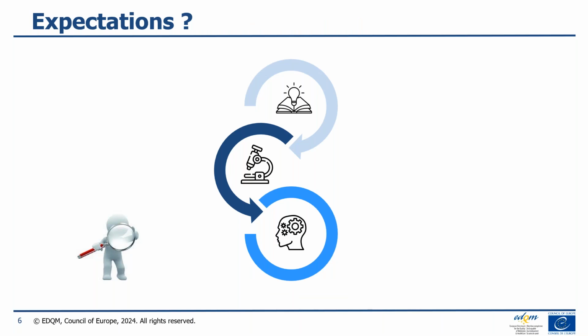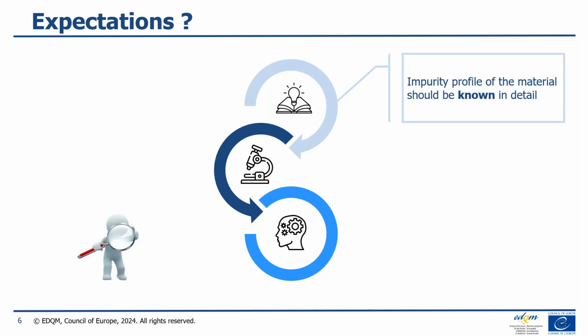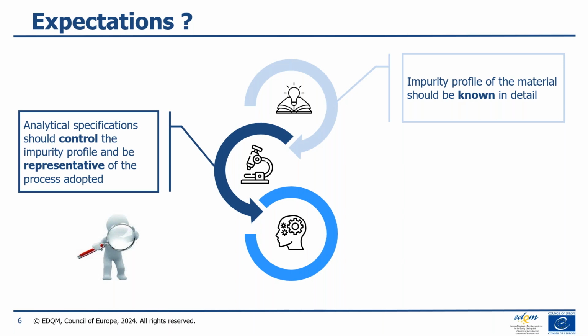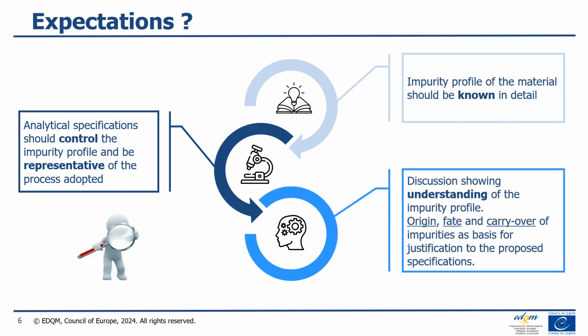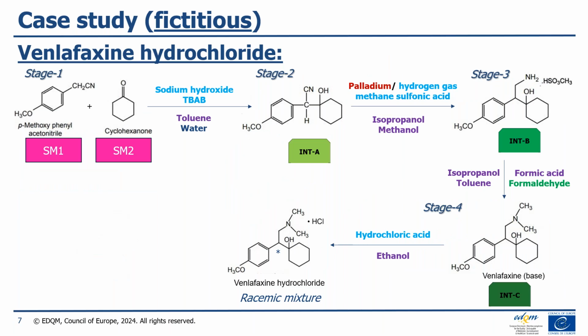So what are our expectations? We would like the impurity profile of the material that you are manufacturing to be known in detail, which means that we expect analytical specifications to be put in place, which should control the impurity profile and be representative of the process that you adopt. We expect to see this in a discussion which shows understanding of the impurity profile, so information regarding the origin, the fate, and the carryover of impurities, which should be the basis to set your specification. I will now let the floor to my colleague Gaël.